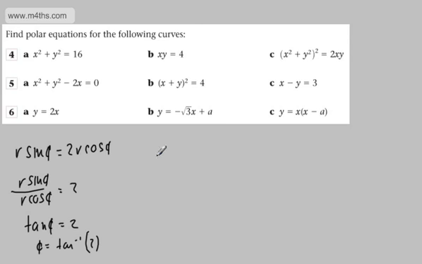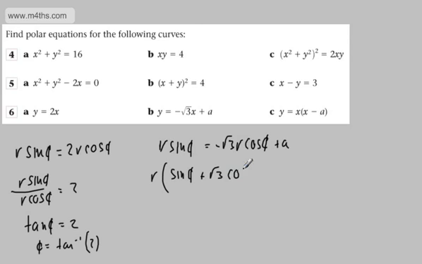Right, let's have a think about this one here. Let's rewrite this one then. Let's say y is equal to r sine theta, and then r sine theta is going to be equal to negative root 3 r cos theta plus a. So let's bring all of this together. Let's write this as r times (sine theta plus root 3 cos theta), and I think we're going to need to use another one of those trig identities.